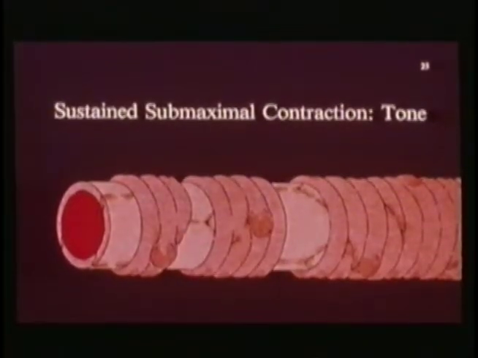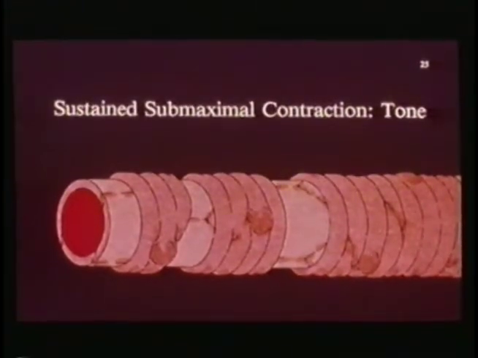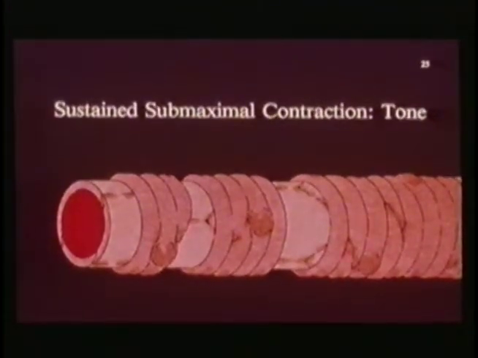25. Perhaps the most important functional characteristic of smooth muscle with regard to regulation of blood flow is that it can contract spontaneously and can sustain submaximal contraction for long periods of time. This contraction is referred to as vascular smooth muscle tone. It is important because it provides a background against which vasoactive substances can operate.